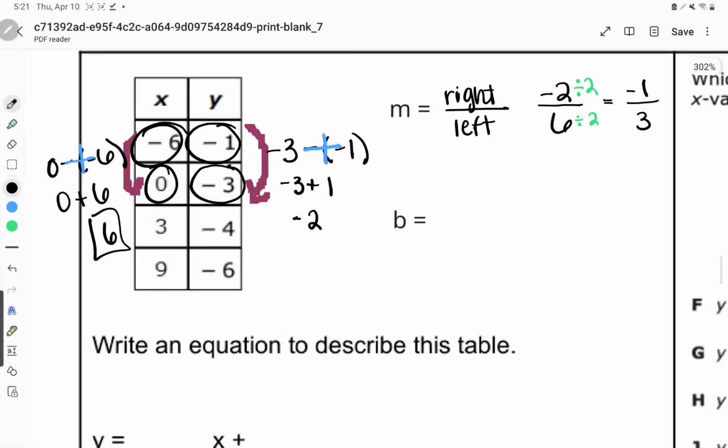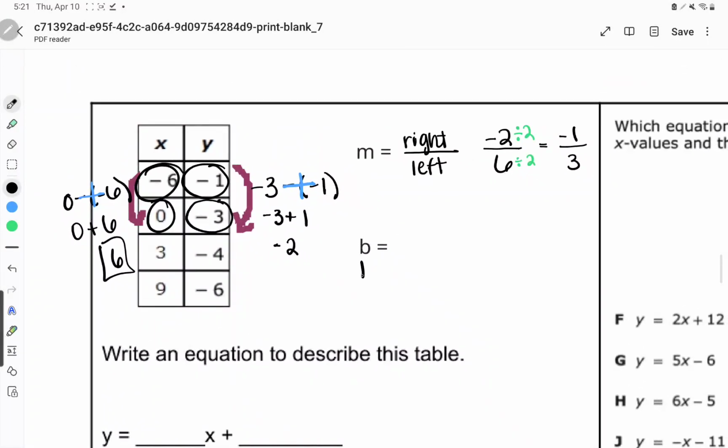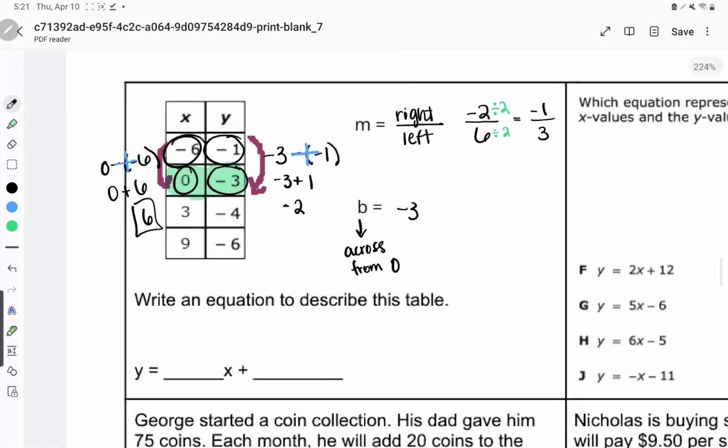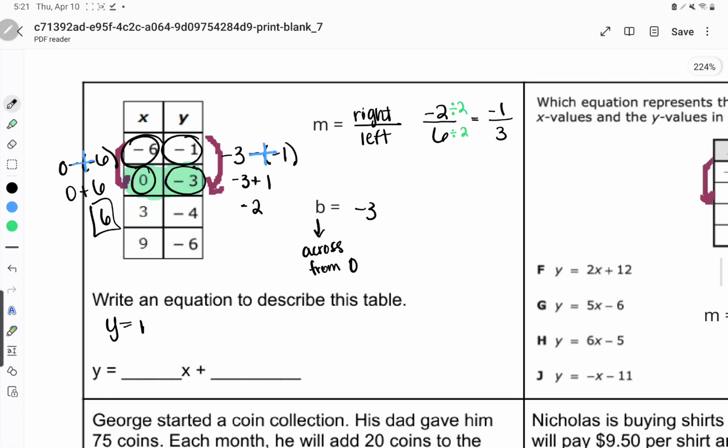Now my b, I have to remember that b is across from 0. Well, where's 0 at in my table? Boom, 0 is right there. So what is my b? My b is -3. When I fill this in, remember I have y equals mx plus b. So this right here is going to be -1/3 plus -3.